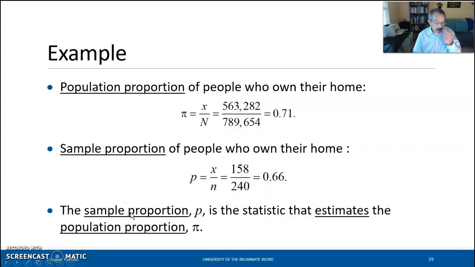And also remember that the sample proportion P is the statistic that estimates the population proportion. This is very important because whenever we don't know pi, we're going to replace it with this sample proportion P.